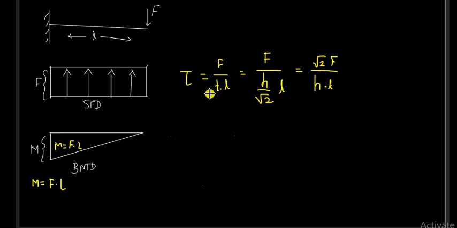So we will first talk about the shear force or direct shear force, we can say. It will be F by TL. T is the throat, thickness of throat, and finally we will get the shear stress equal to root 2 F by HL. Okay.